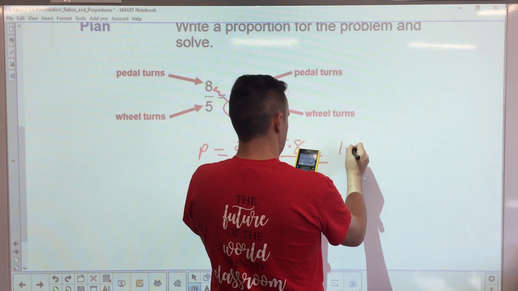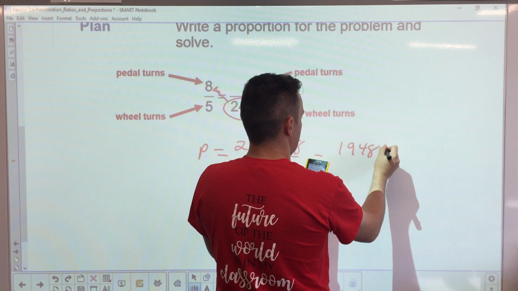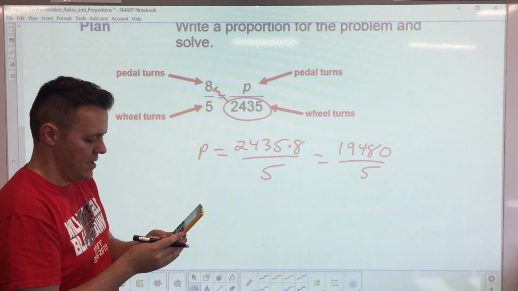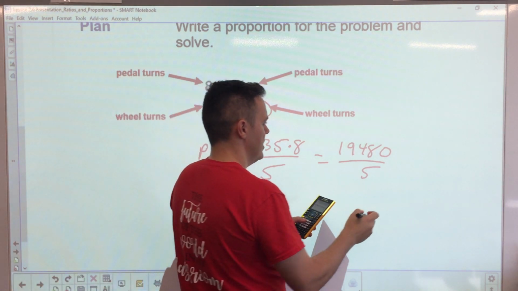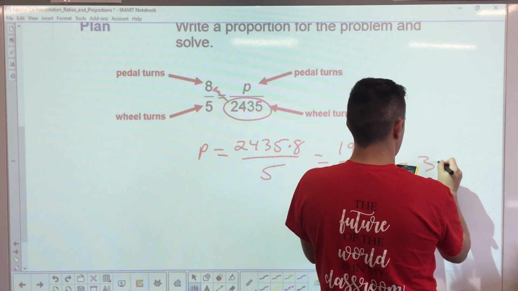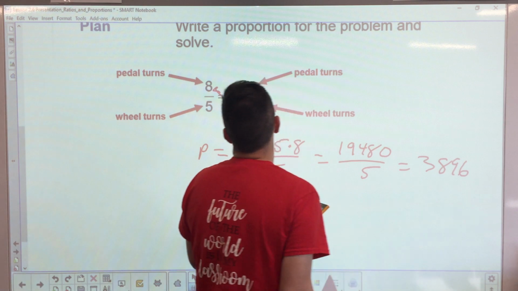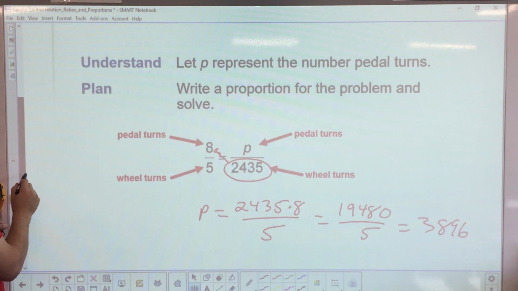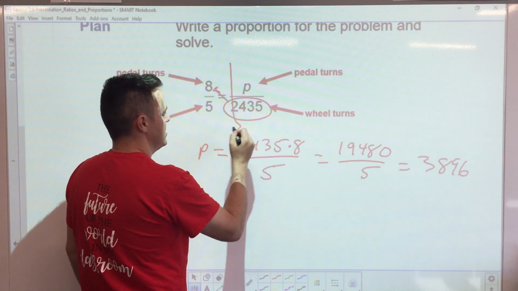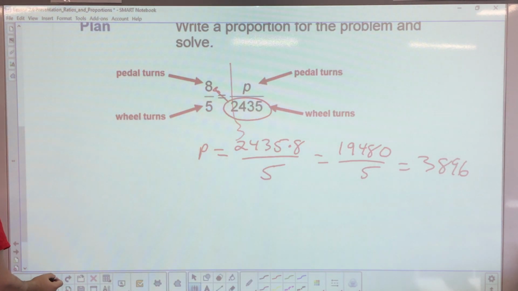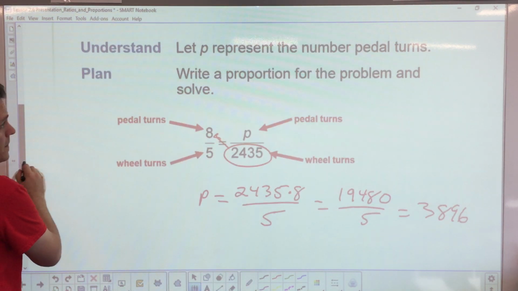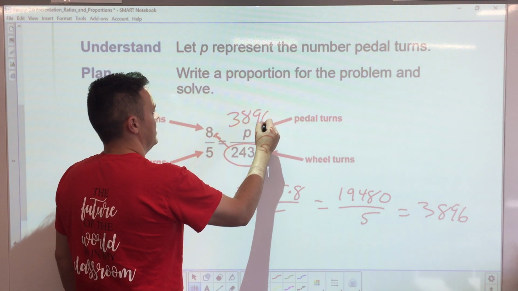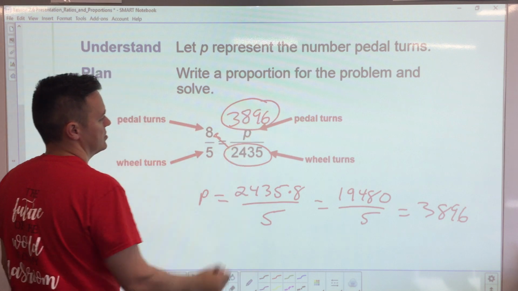This equals 19,480. It's going to be divided by 5. Divide that by 5, and you get 3,896. So how many pedal turns did they have with this proportion? 3,896 pedal turns.